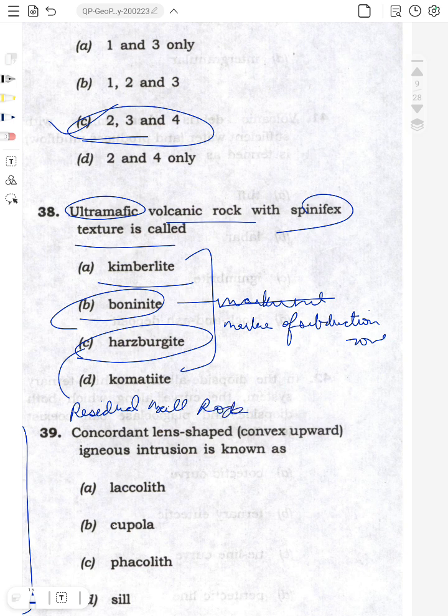It is the depleted residue left behind after the partial melting of the mantle to form basaltic magmas. It has magnesium, iron, and low SiO2. It has olivine and orthopyroxene, but no clinopyroxene. And it is found in mid-ocean ridges, back-arc basins, and subduction zones. Okay, so that one is also done.